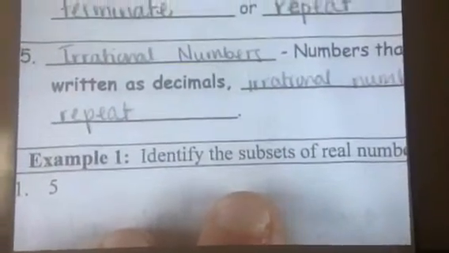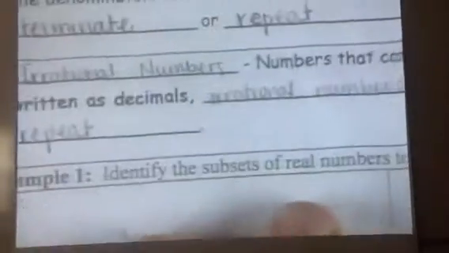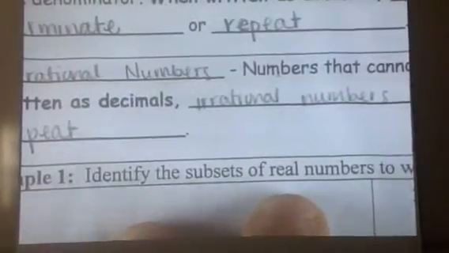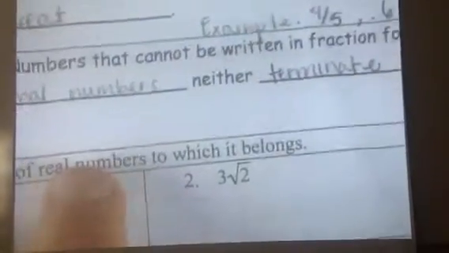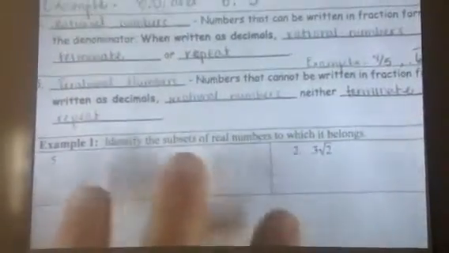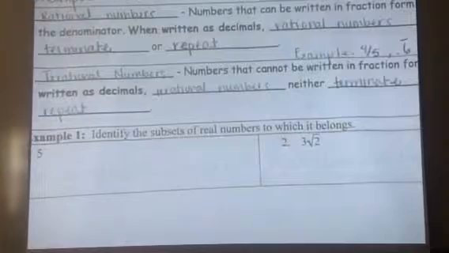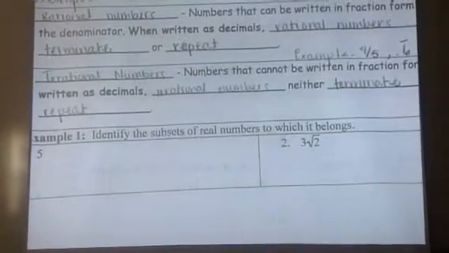An irrational number cannot be written in a fraction form. When written as decimals, what irrational numbers do is they neither terminate nor repeat. So neither terminate nor repeat. So rational numbers either terminate or repeat. They do one of those 2 things. Rational numbers do. Irrational numbers do not do either of those things.